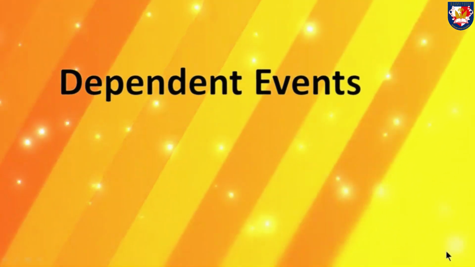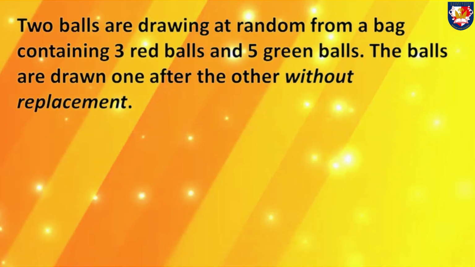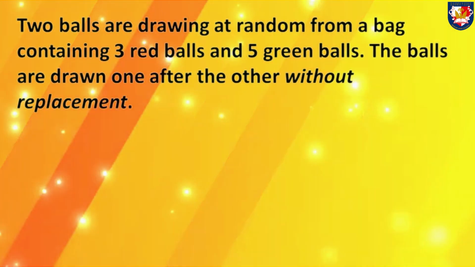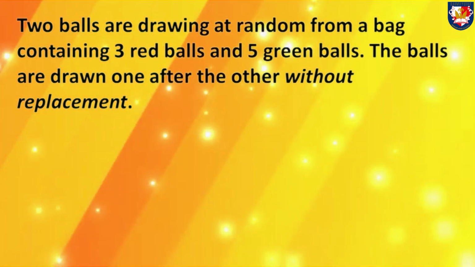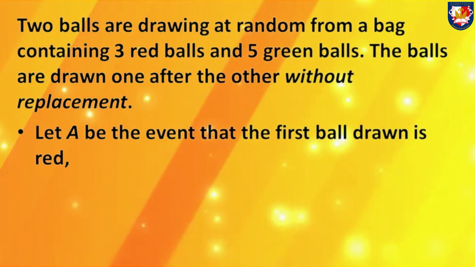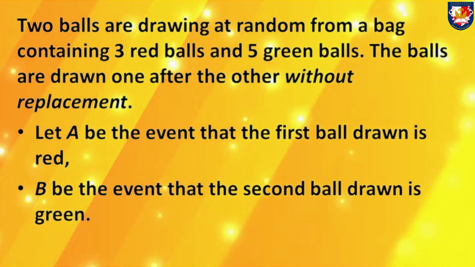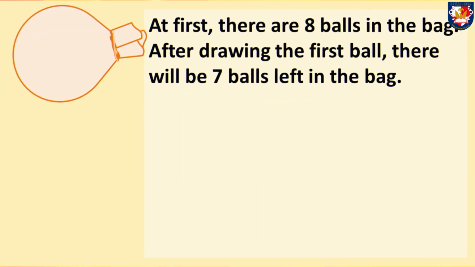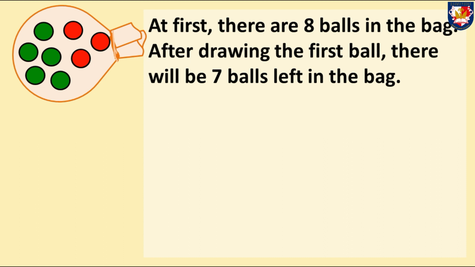So, to understand what exactly a dependent event is, let's jump to an example. Two balls are drawn at random from a bag containing 3 red balls and 5 green balls. The balls are drawn one after the other without replacement. Let A be the event that the first ball drawn is red, and B be the event that the second ball drawn is green. At first, there are 8 balls in the bag. After drawing the first ball, there will be 7 balls left, because we will not return it.